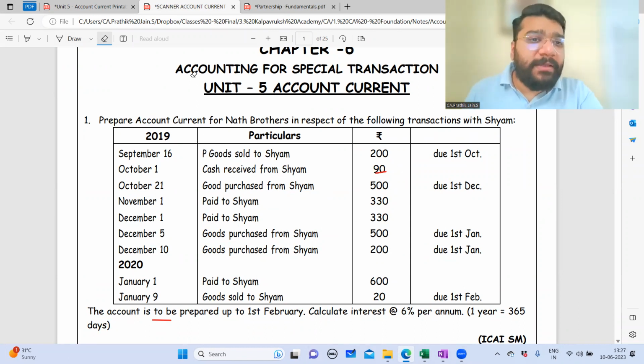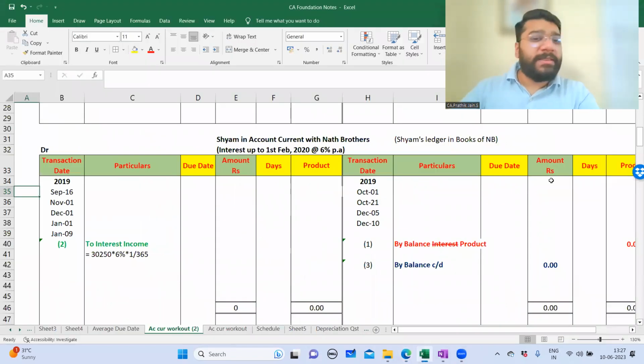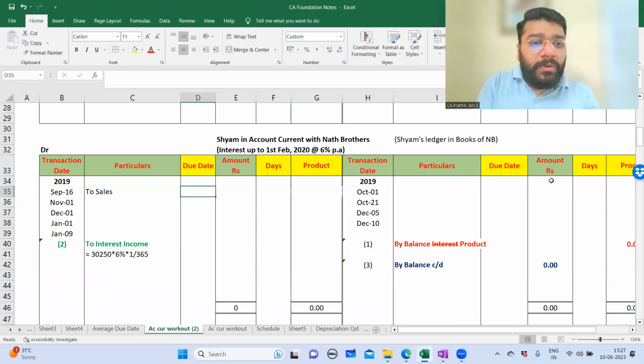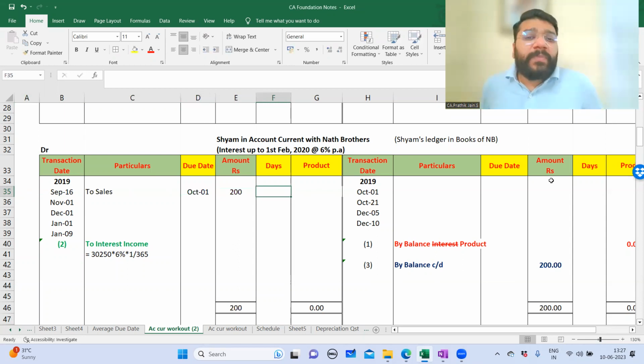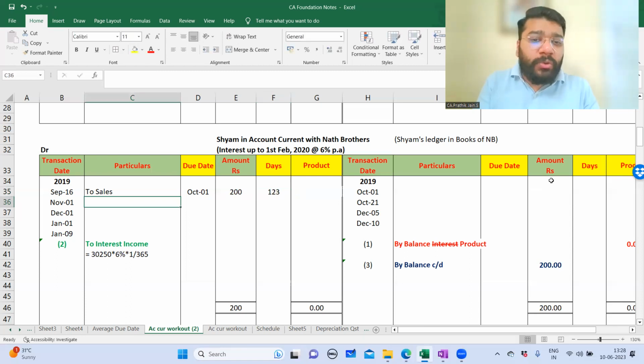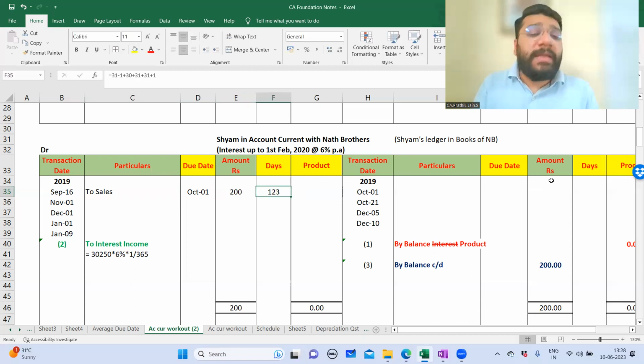First transaction on September 16, sold goods to Sham. Journal entry, please. Sham, to sales. So this is Sham's ledger. So September 16, to sales. What is the due date? 1st October. What is the amount? 200. So from 1st October to the account current statement date, how many days? October totally we have 31 days. In that 1 day gone. So balance is 30 days, plus November 30 days, plus December 31 days, plus January 31 days, plus February 1 day. Total 123 days.